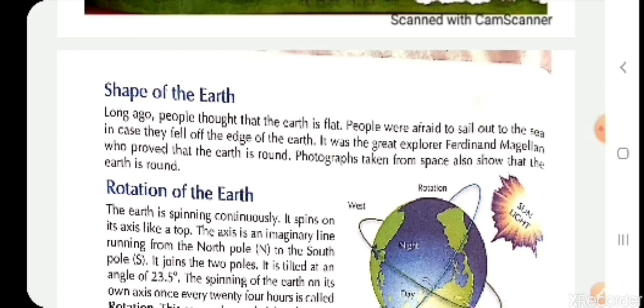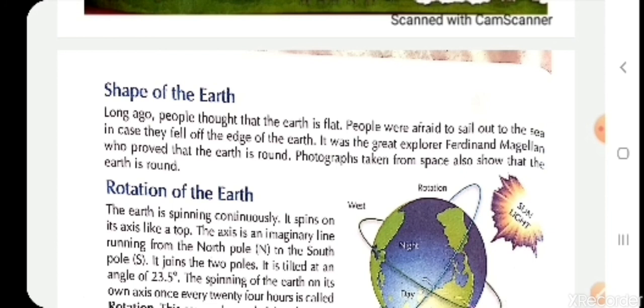Means it will have a kinara. Like if we see a plate in which we eat food, if the plate is flat then it will have an edge, a kinara, and from there when something goes near the edge, it may fall down. So children, similarly, the people in olden days thought that the earth is flat, and if we sail out to the sea, we may fall down from the edge of the earth. That is why they were afraid to sail the boat in the sea.